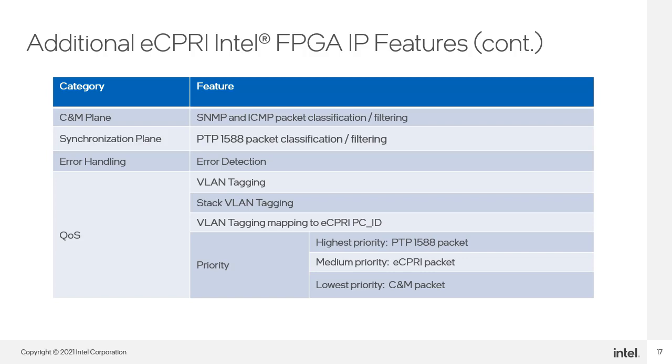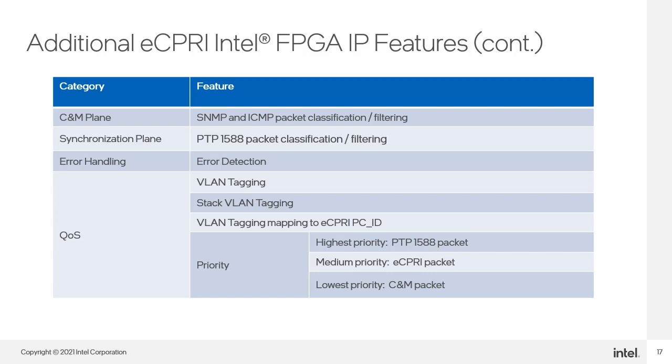For the C&M plane, there is an optional feature for Simple Network Management Protocol and Internet Control Message Protocol packet classification and filtering. For the synchronization plane, the IP has classification and filtering logic to perform eCPRI one-way delay measurement using the Precision Time Protocol, or PTP, logic in the corresponding Ethernet IP. The IP has resources to detect many types of transmission errors, including timeout errors.